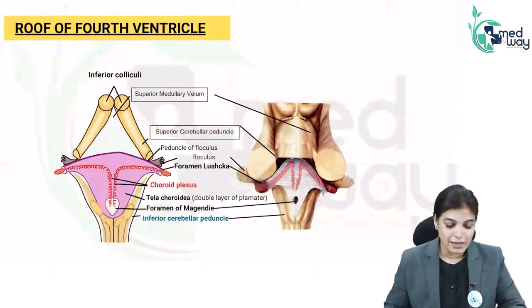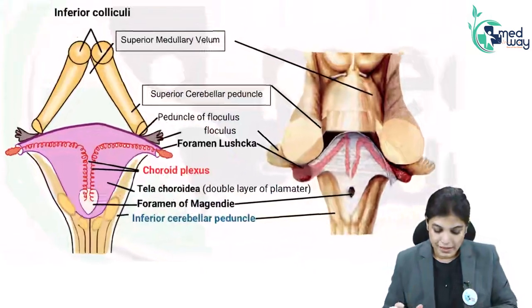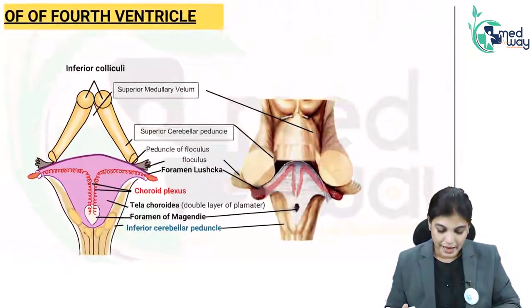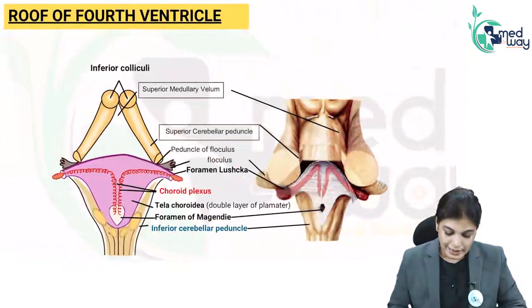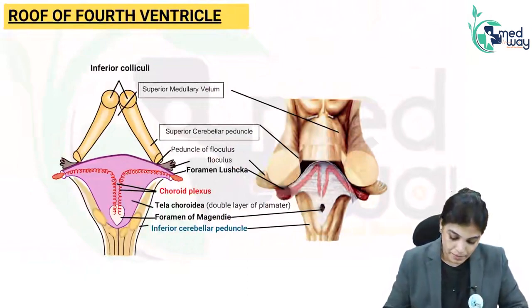Now here is a schematic diagram, and another diagram, so that you can understand the roof of the fourth ventricle. Let me slightly enlarge it. This diagram is for the roof of the fourth ventricle, and in this image you can clearly see that there are two parts in the roof. The upper part is formed by the superior medullary velum. The upper part of the roof lies between the superior cerebellar peduncles, and it is called the superior medullary velum.